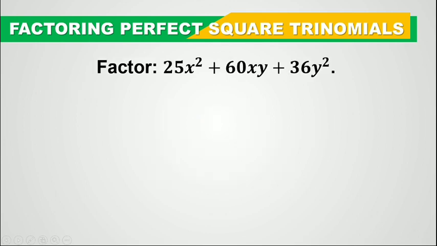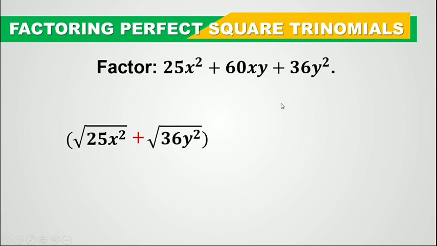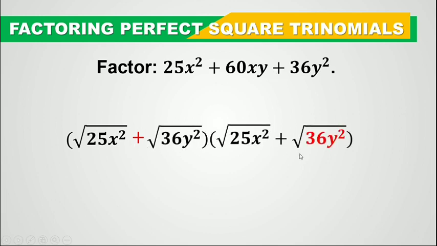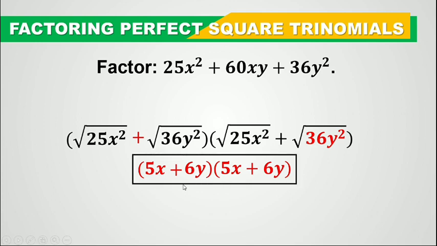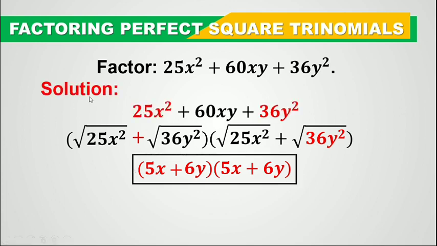And then, what about this? Let's factor 25x squared plus 60xy plus 36y squared. So again, get the square root of the first term, and then plus the square root of the last term, and then just copy that. So plus ni, because plus man sad ni. Okay, the square root of 25x squared, that's 5x, and then plus the square root of the last term, which is 36y squared, is 6y, and then just copy that. So therefore, the answer for this particular given is 5x plus 6y times 5x plus 6y. So this is the answer.